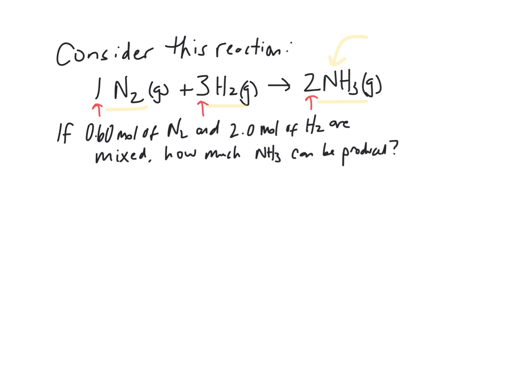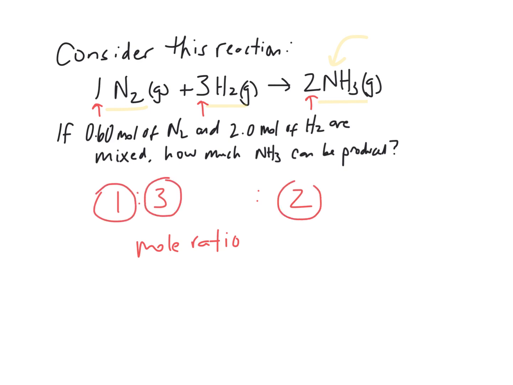Remember that what the 1 to 3 to 2 ratio shows you is a mole ratio. That means that we know if we're mixing these things together, we will need 1 mole of nitrogen for every 3 moles of hydrogen to produce every 2 moles of ammonia we're going to produce. Okay, so that's the ratio.